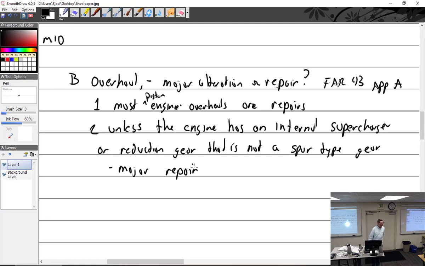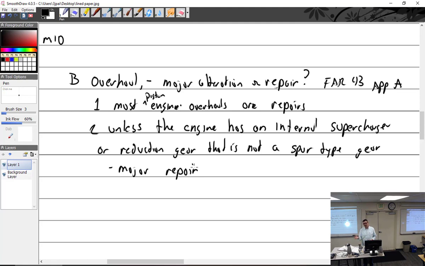Well, what is that about? Internal supercharger. What do you suppose that is? Very good. It is a gear-driven supercharger that is internal to the engine. You cannot see it from the outside, so it's not a turbocharger. Most of the time they are centrifugal type superchargers. Or a reduction gear that is not a spur type. What's spur type? It's just a simple gear arrangement. One gear next to another, so small gear, big gear. Just remember all the ratio problems we did? Spur gear.